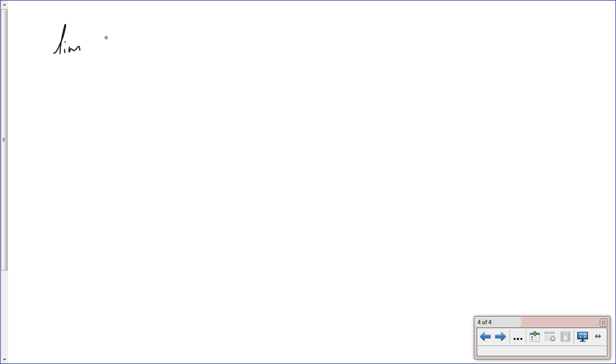Let's do the limit of the square root of x plus 4 minus 2, over x. All right, here's the shortcut way. Since we're rationalizing the top in this case, let's draw a fraction bar over here.